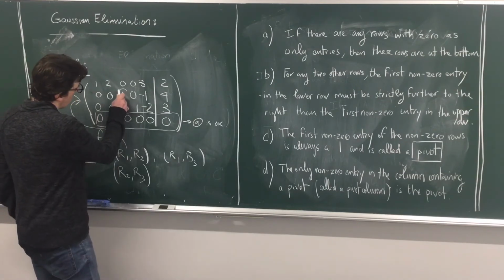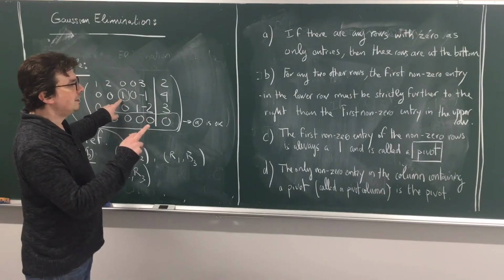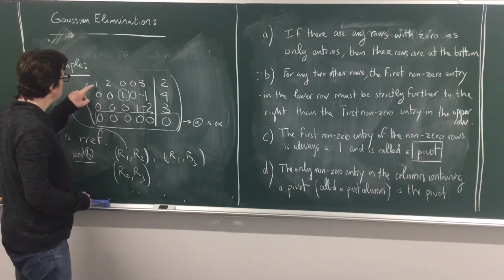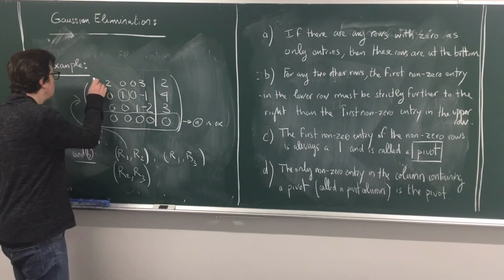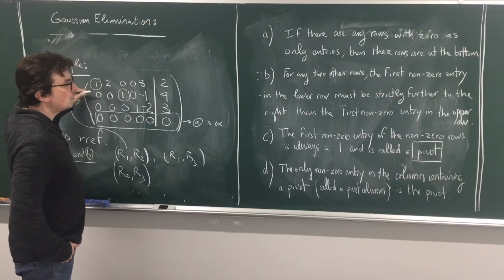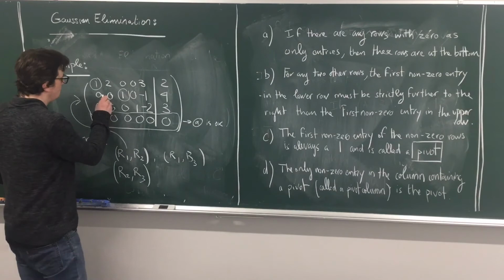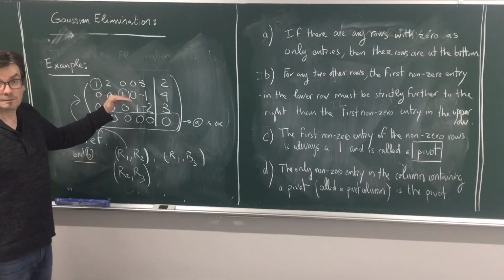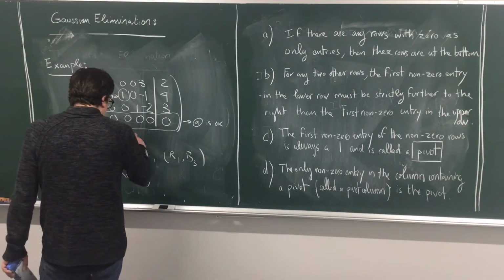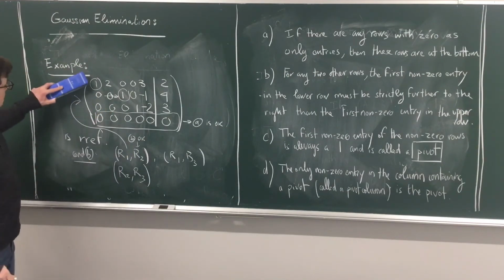The first non-zero entry in the lower row, this is here, must be strictly further to the right than the first non-zero entry in the upper row. So what is the first non-zero entry in the upper row? It is this one. The question is, is this entry further to the right compared to this one? Yes, this is absolutely true. It's further to the right. So condition B is okay for this one.